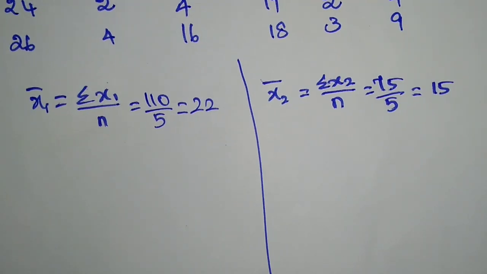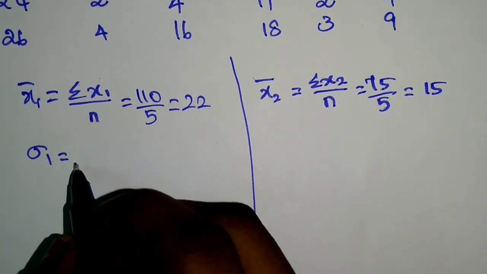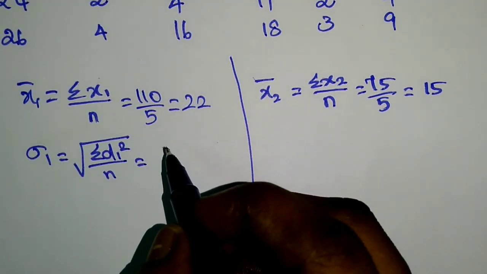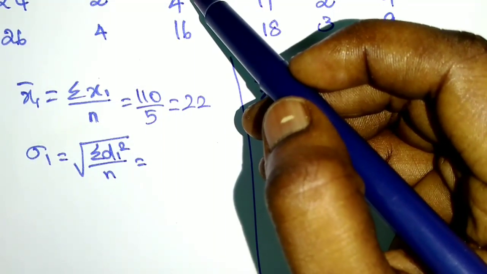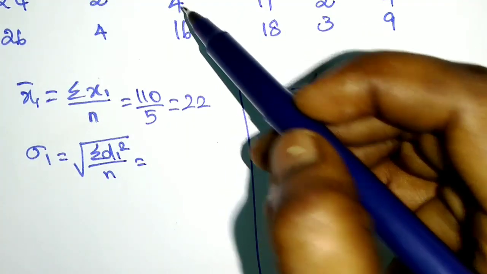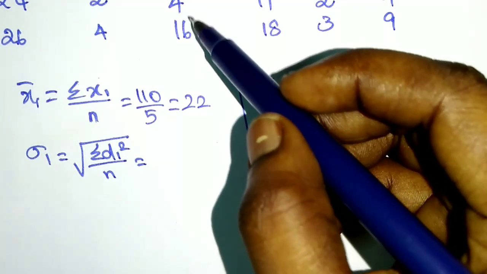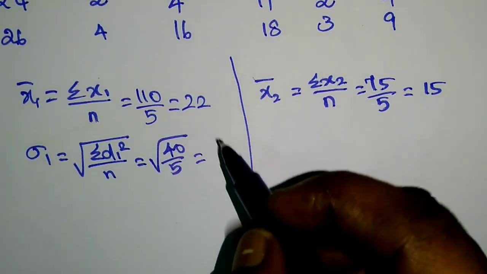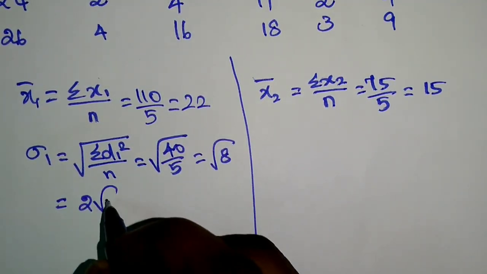Now we have to find sigma. Sigma 1 is equal to root of summation d1 square divided by n. Summation d1 square is 16 plus 4 is 20, 20 plus 0 is 20, 20 plus 4 is 24, 24 plus 16 is 40. Sorry, not 50, it is 40. So root of 40 divided by 5, here we get root of 8. Root of 8 we can write as 2 into root 2.